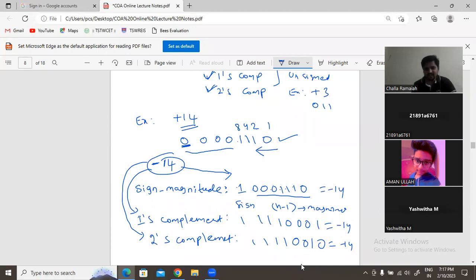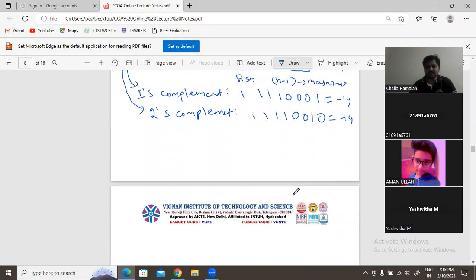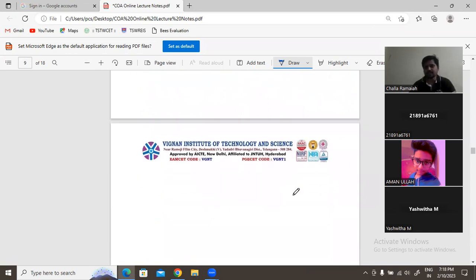Yes, are you there? That means we have represented the minus 14 number in 1's complement form. Now see, what is the code here? 000110. Then 100001 in 1's complement form to represent the same minus 14 number. Now 111100 to represent the same minus 14 number in 2's complement form. So the bits are different. This is the conclusion about the integer representation: sign magnitude representation, 1's complement representation and 2's complement.